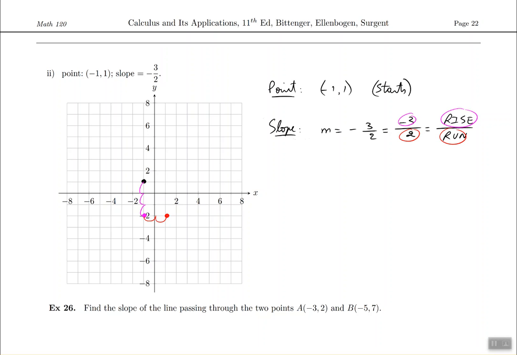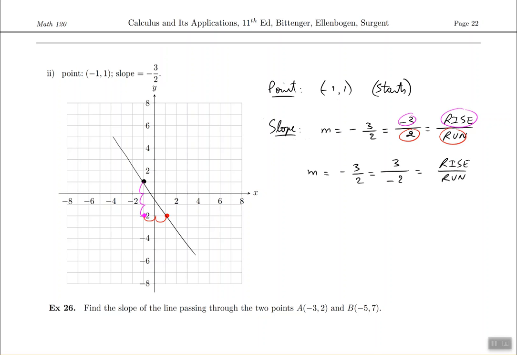And that's pretty much the end of the problem. I just connect the start point and the end point together, and that's my graph. I'm finished. Now keep in mind that if I had put the negative in the denominator, my graph would still be perfectly fine. I would get the same exact line, because in this case, the rise would be 3 and the run would be -2.